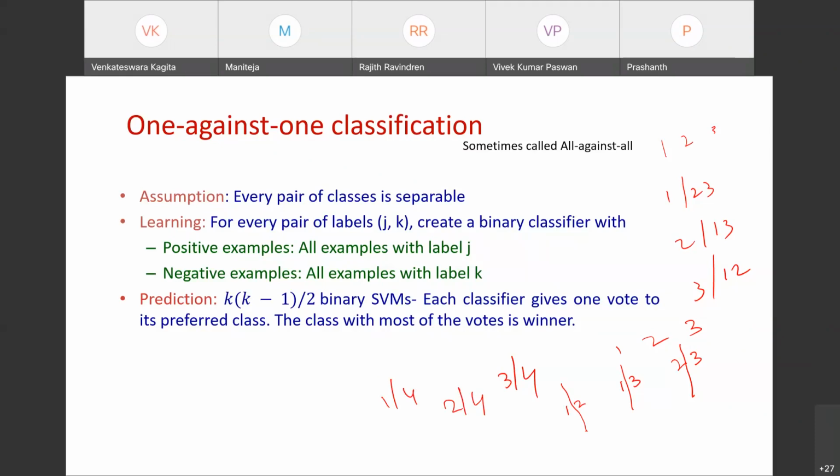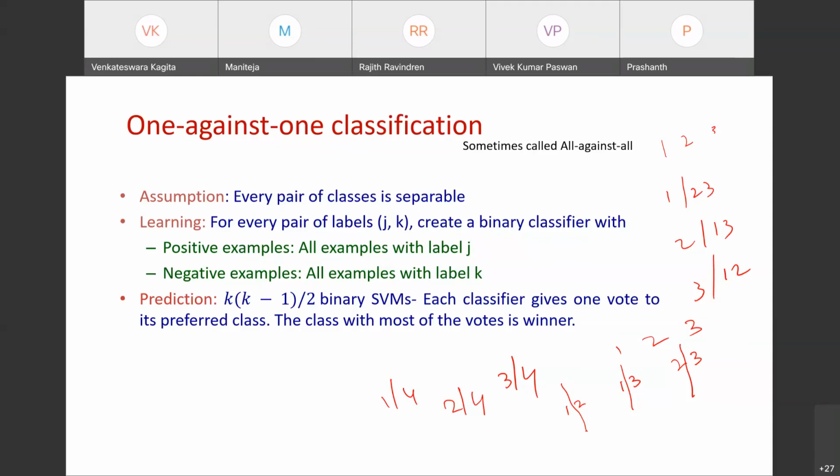So the assumption here is every pair of classes is separable. And the learning here is, for every pair of labels, we create a binary classifier with positive examples as all examples with label J and negative examples as all examples with label K. So we train a classifier between every pair of classes J and K such that all the instances from J class are labeled as positive and all the instances from K class are labeled as negative.